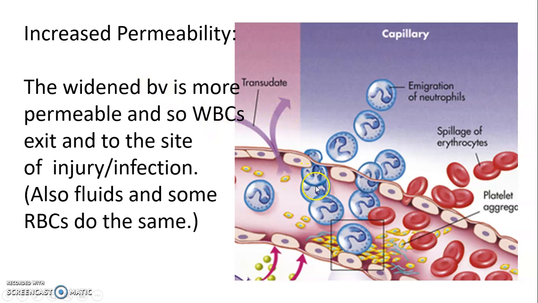All right, this is just a picture to show the increased permeability. So here the cells were tight, now there's more space between the cells. And what are the white blood cells doing? These are neutrophils. Remember, they're the most important white blood cell. They're squeezing out and entering the surrounding tissues.